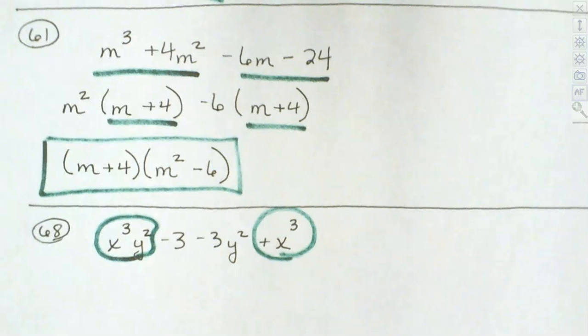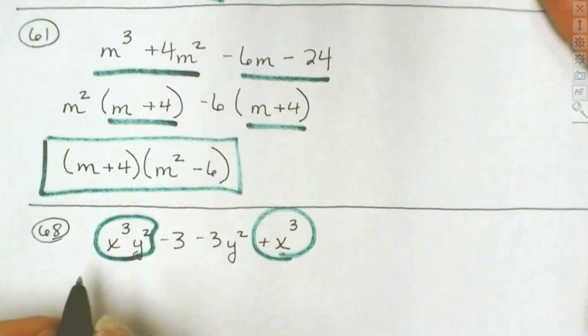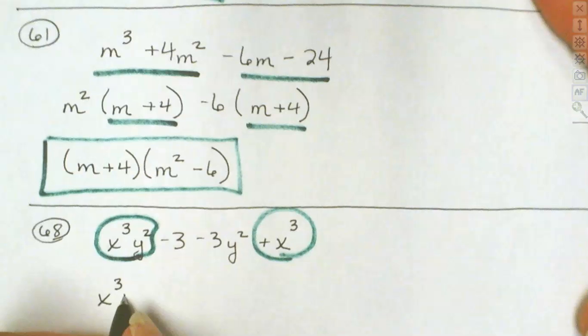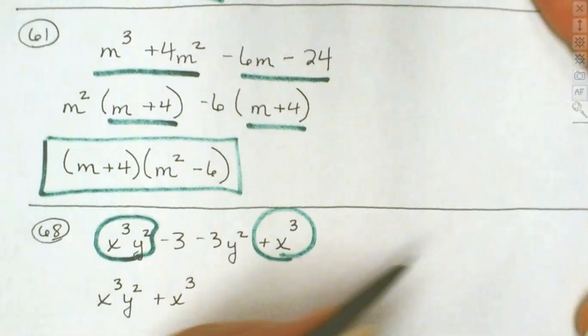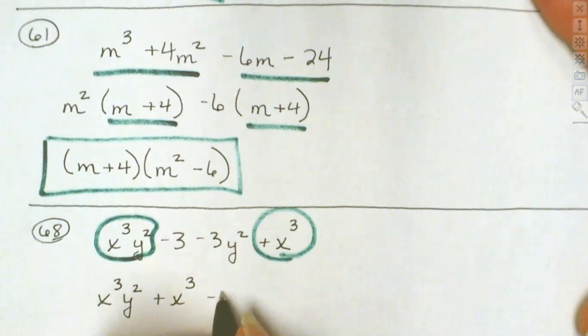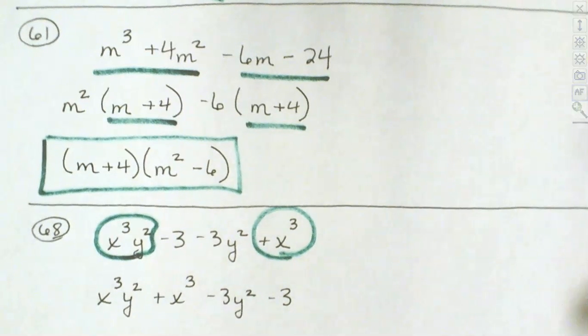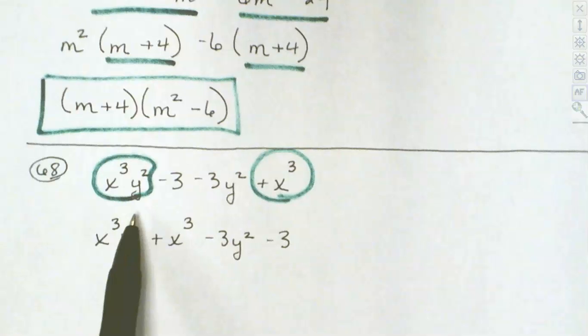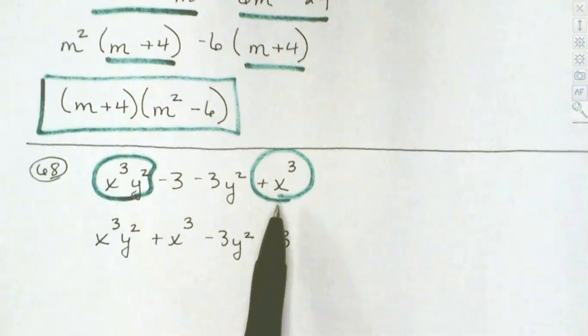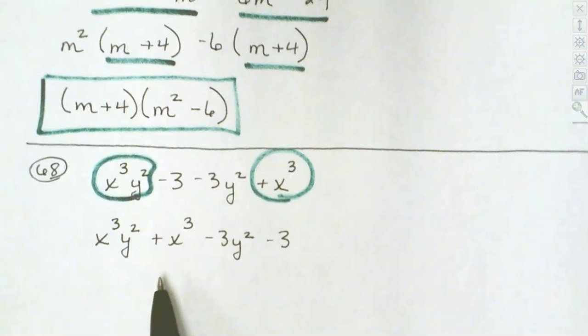So let's go ahead now and rewrite it in a little bit better order. So let's rewrite this as x cubed y squared plus x cubed. And then we'll write the y squared next. So then we've got a minus 3y squared and a minus 3. So why did I do that? I did that because the order in which it was given didn't work for us. Because these first two have nothing in common, but the last two, they do. So I just rewrote them in a little bit different order.